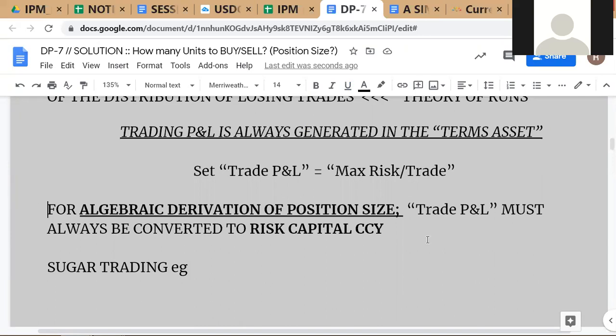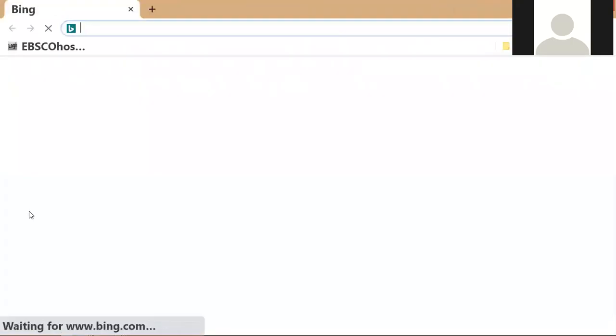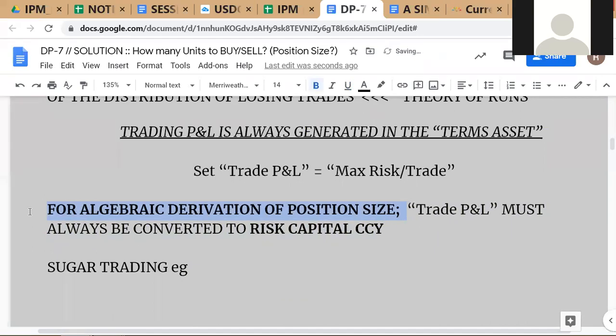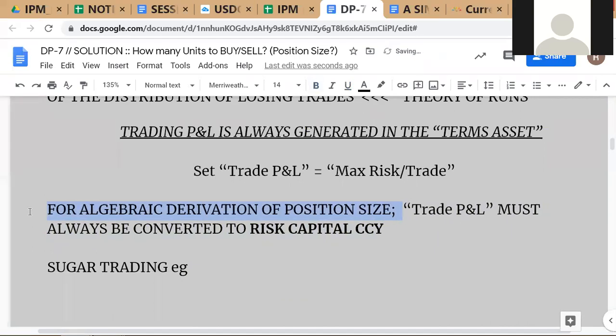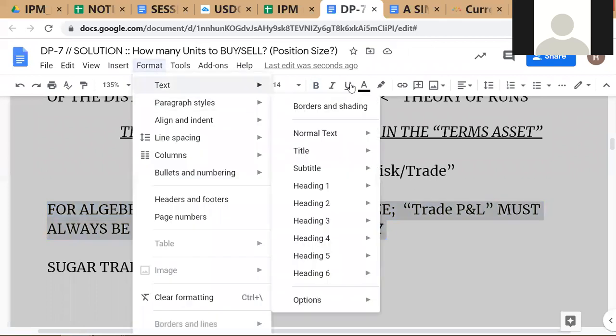Okay. I just want to remove the underlining here. Right. So for this kind of exercise, trade P&L must always be converted to risk capital currency.